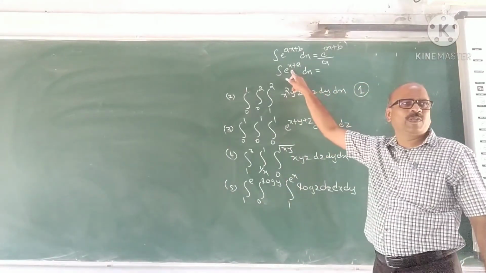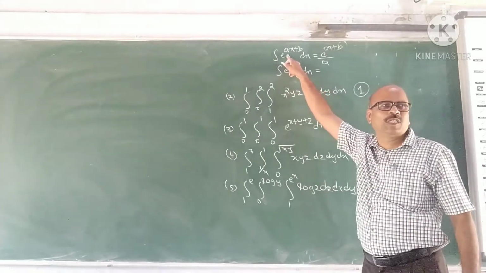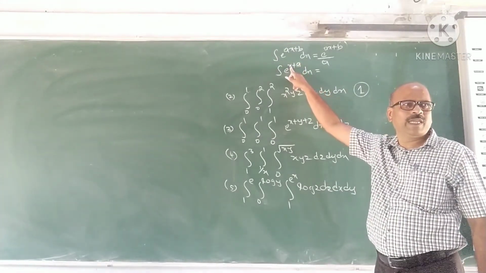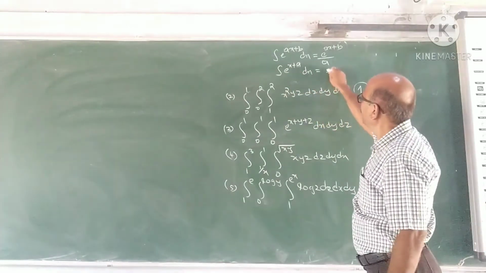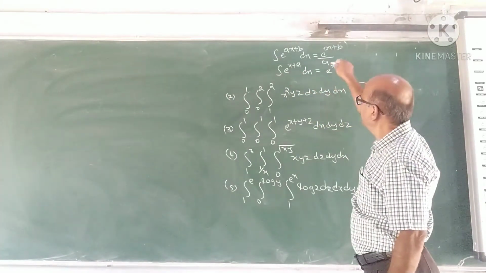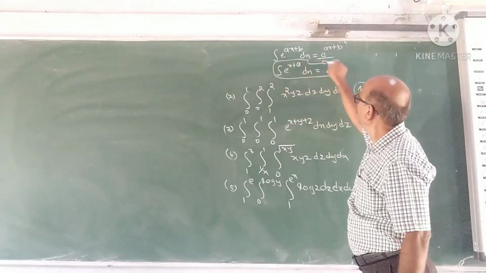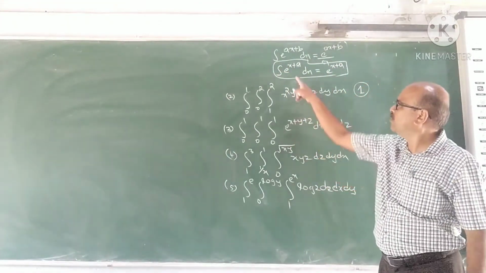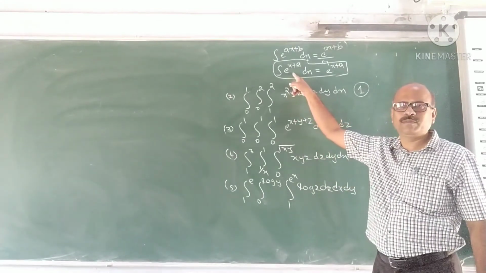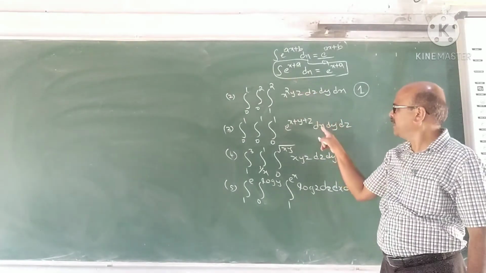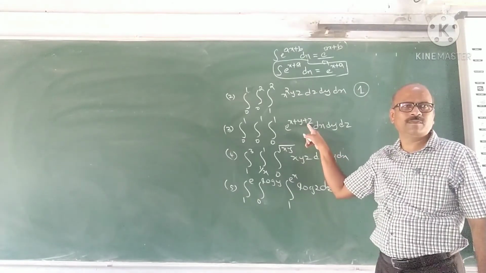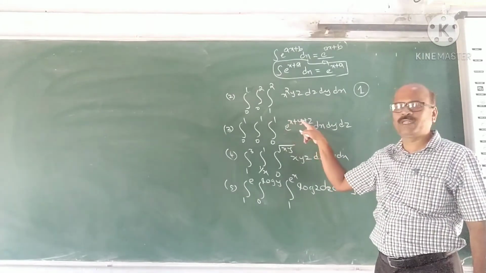e raised to x plus a is not of the e raised to ax plus b form, because the coefficient of x is 1 here, not a. So what is the integration? e raised to x plus a only. Correct? Now it is of that form, e raised to x plus a. While integrating with respect to x, take y and z as constant, and it reduces to e raised to x plus a only.